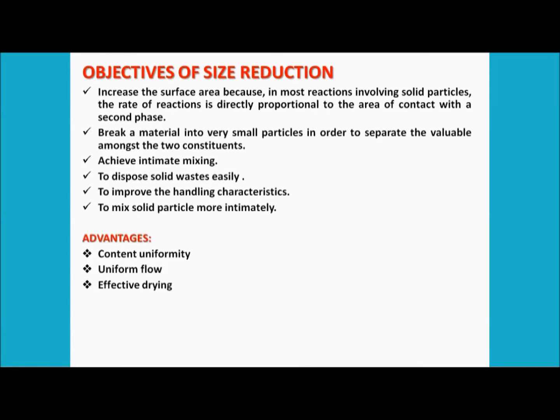Next, if we decrease the size of the particle, it will help in effective drying, because the smaller particles will have more surface area. So once the surface area is more, the drying will be quite fast. Next is increase of the surface area or viscosity, that we already discussed. Next is uniform mixing and drying. It helps in the uniform mixing and drying.